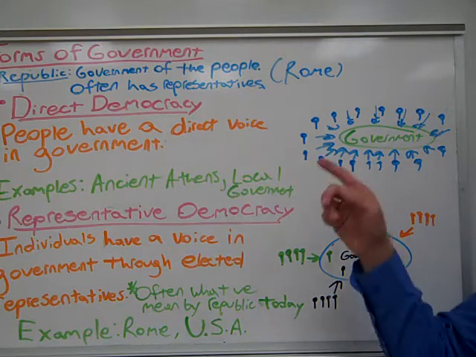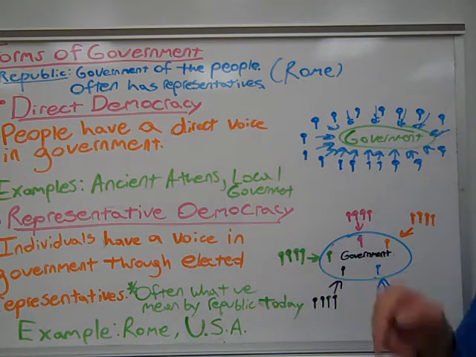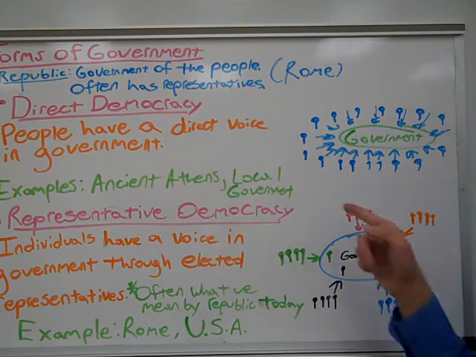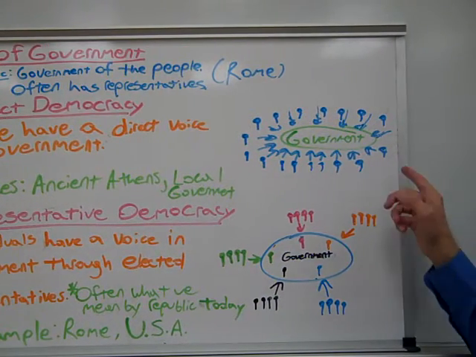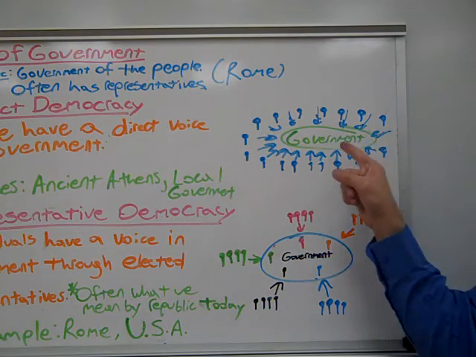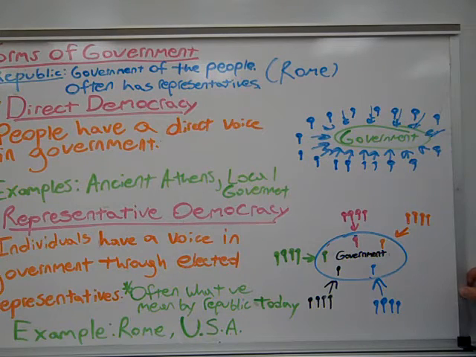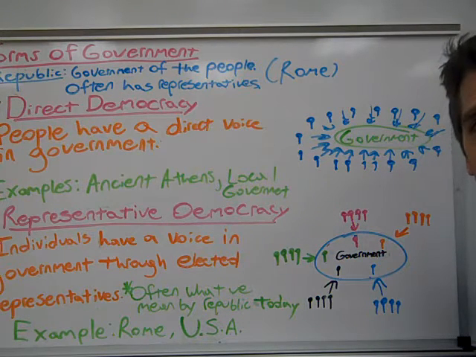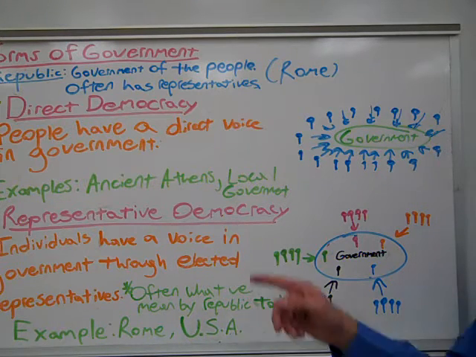the United States. The direct democracy is people have a direct voice in government. Examples, ancient Athens or your local government. You can see an image of this right here where the people are having a direct voice in government. What that looks like is whenever we take a class vote or whenever you're in a town hall meeting. All those things are direct democracy.